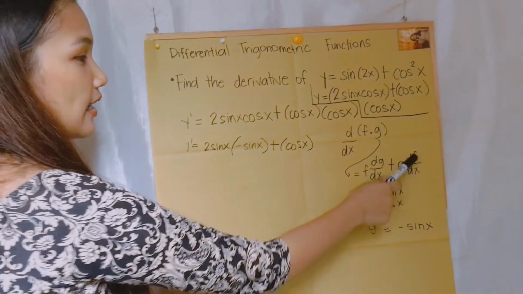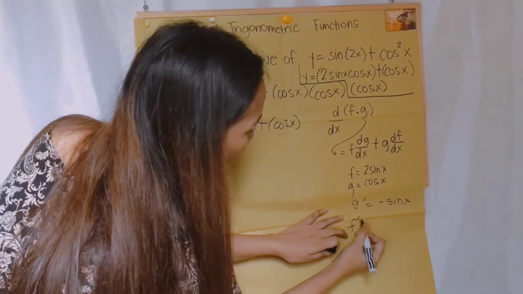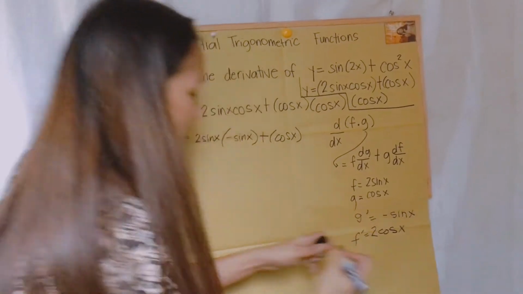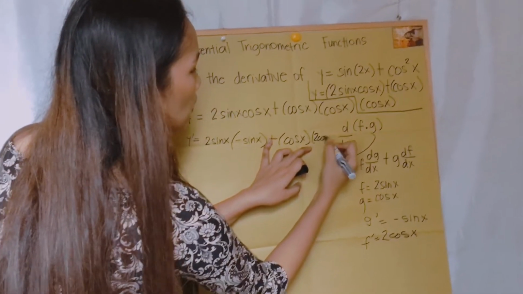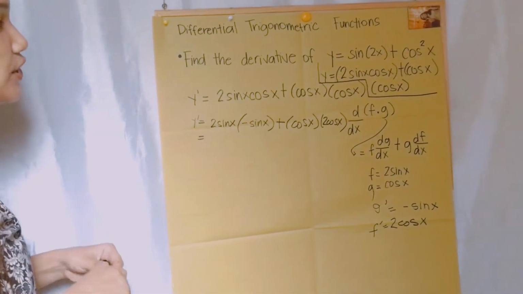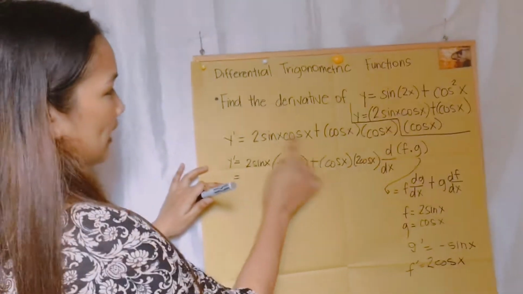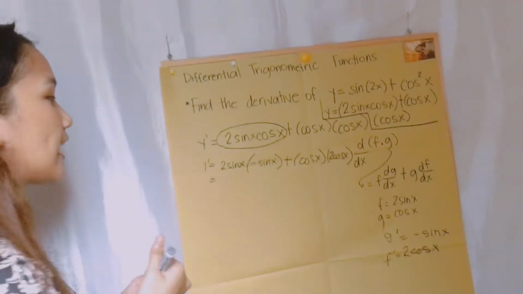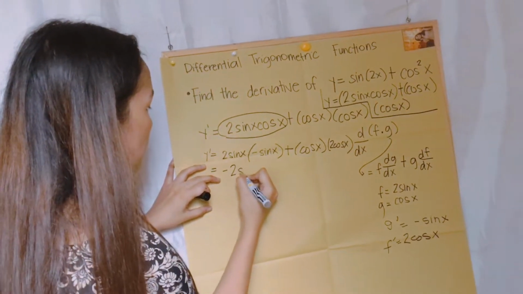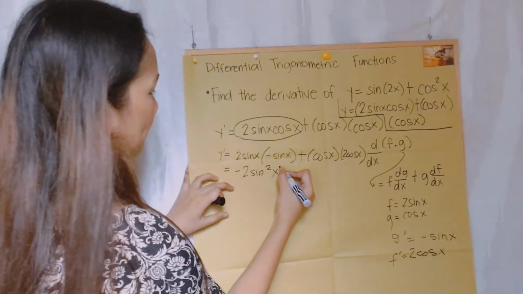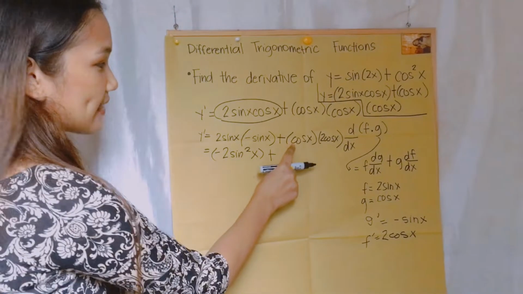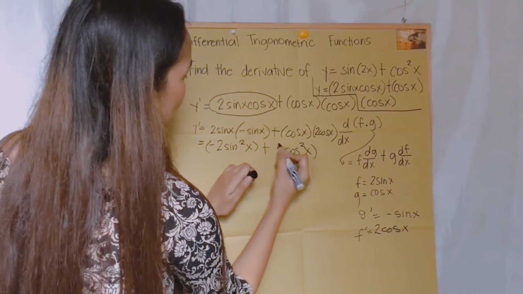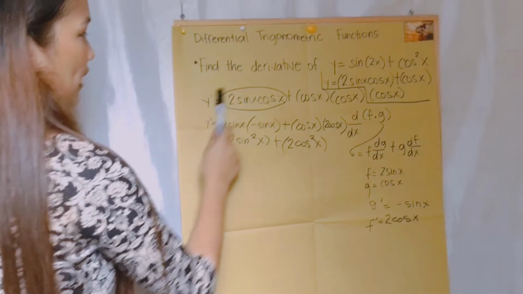and multiply it again with the derivative of f. So the f prime, or the derivative of 2 sine x, is 2 cos x. So we will proceed with the cos x later. We must first find the derivative of this first part. So 2 sine x times negative sine x is negative 2 sine squared x, plus cos x times 2 cos x will have 2 cos squared x. So now we have the derivative of the first part.